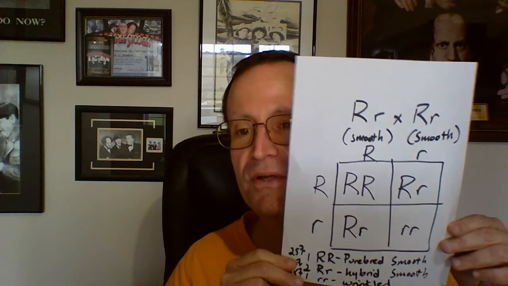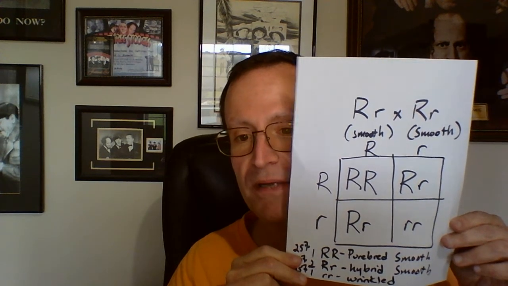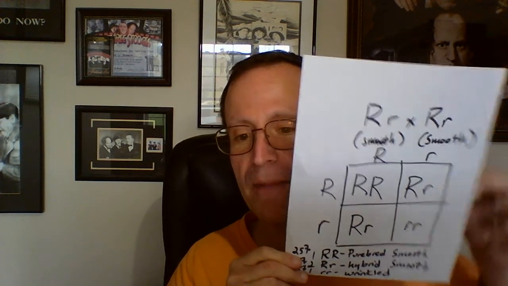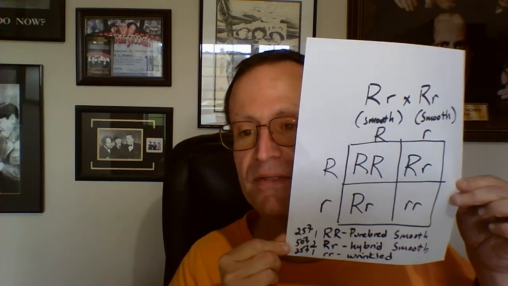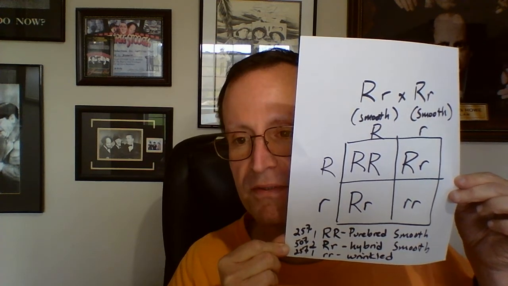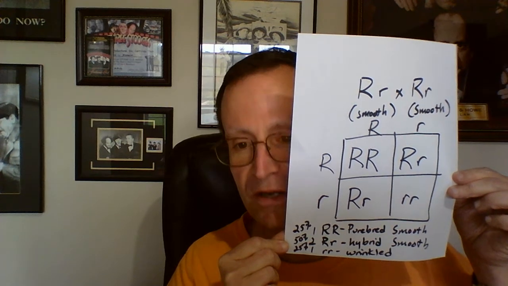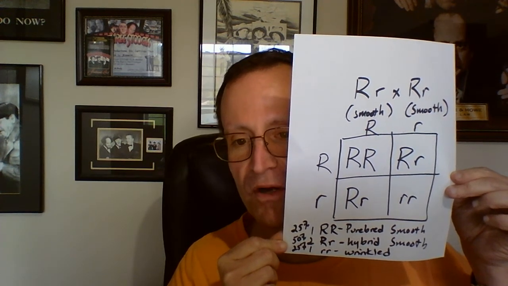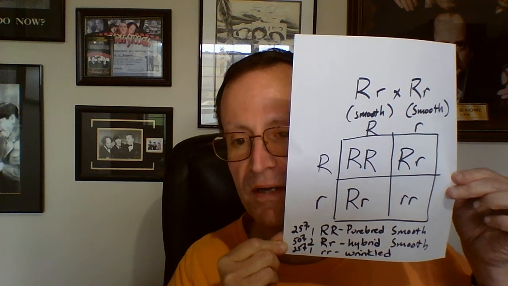What happens this time if I cross 2 hybrids? 2 hybrid smooth plants. Look at what happens. And this is really kind of neat. Move my hand so you can see it. You end up with your 2 capital R's in the first box. And then you end up with a big R and a small r in the second box. Then you go to the bottom row, you end up with a large R again and a small r, and then 2 small r's in the bottom box.